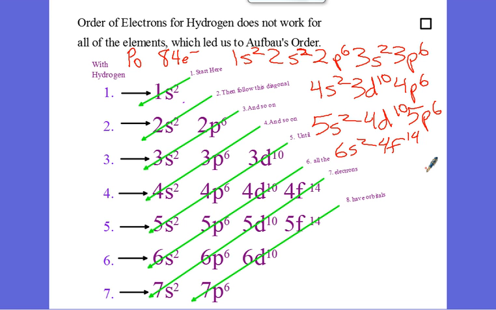4f14. The total now would be 70. Now, I'm not just magically adding these in my head. I actually just know where things are on the periodic table. So I'm going to teach you that in 2 seconds, because all of this is hidden right in front of your face on the periodic table.